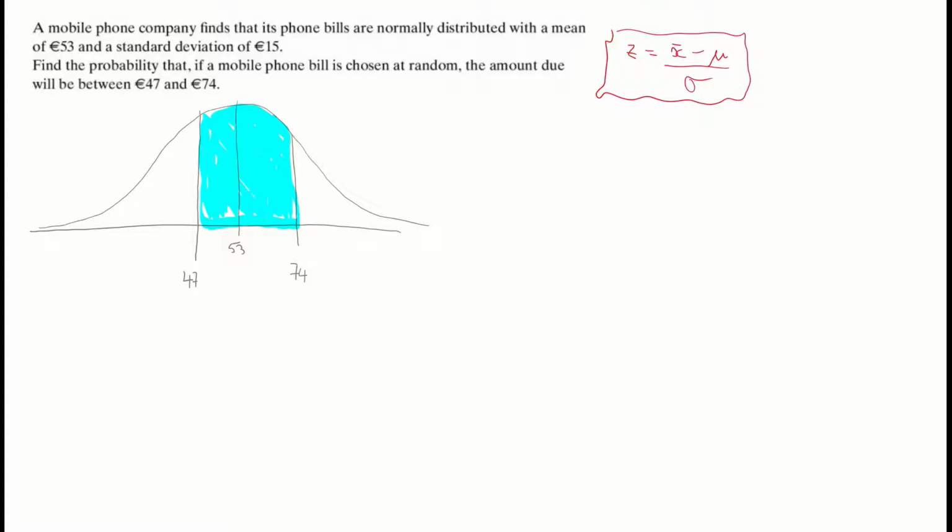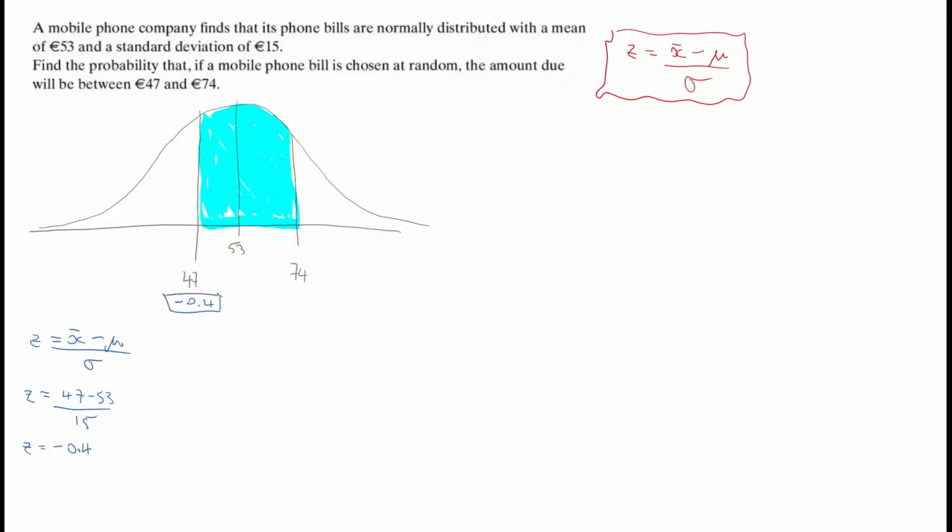So for 47, let's put down our formula. Z is equal to x bar minus mu over our standard deviation. So that's x bar, which is 47, minus the mean, which is 53, over the deviation, which is 15, and that's giving me a z-score of negative 0.4. I'm just going to mark that on my picture, and you can see that it is to the left of 53, which is negative 0.4.